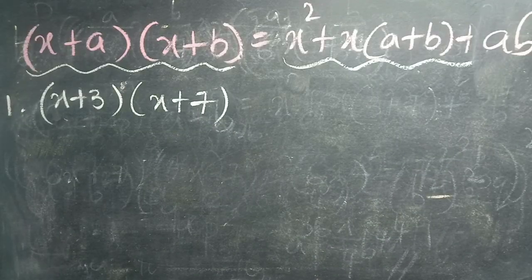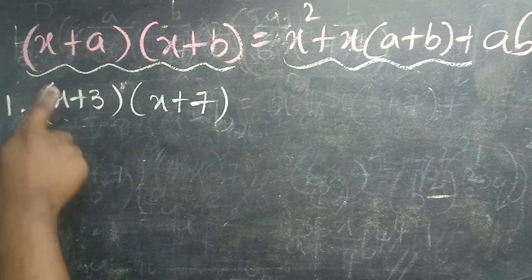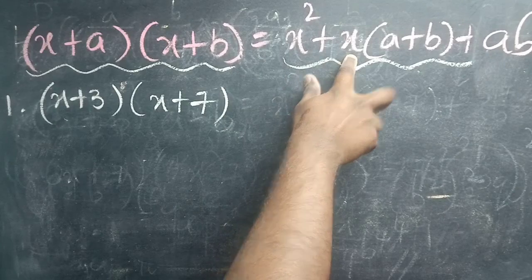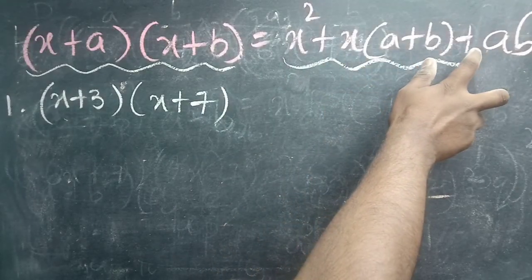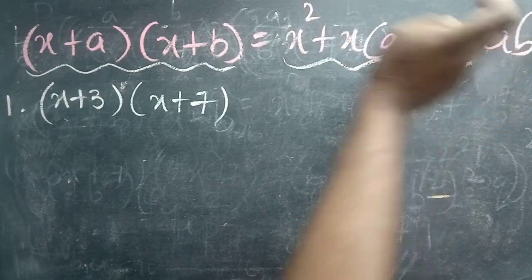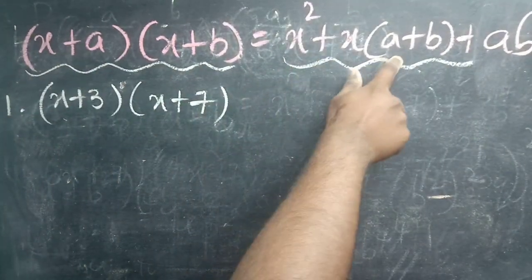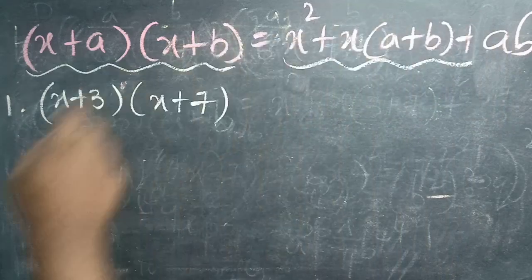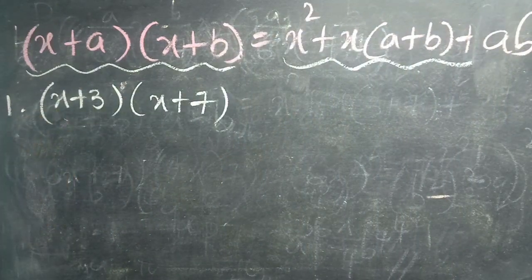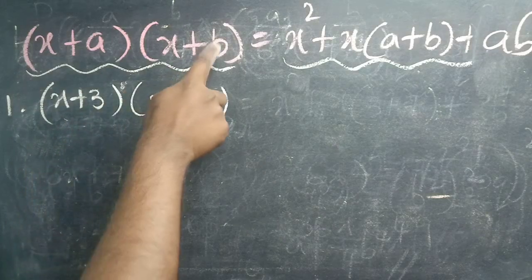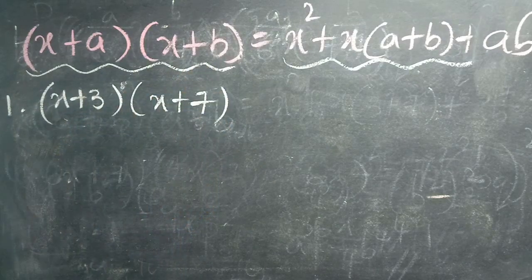We will try to solve questions based on the identity x plus a into x plus b equals x square plus x times a plus b plus a into b. X plus a into x plus b equals x square plus x times a plus b plus ab. The first question, x plus 3, x plus 7. Now in the place of a, I have 3. In the place of b, I have 7.